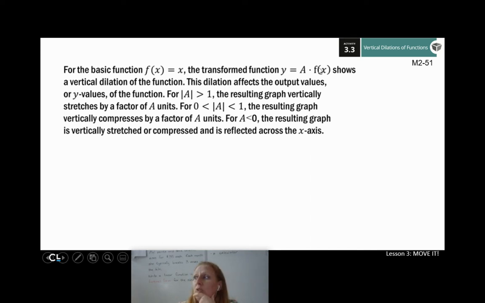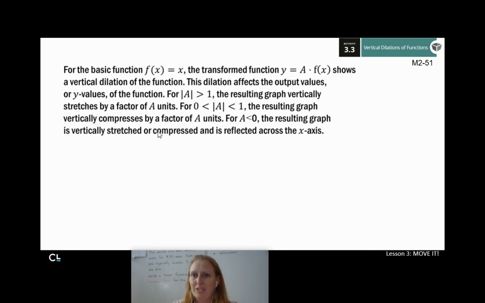So if the absolute value of your a is greater than 1, then your graph is vertically stretched. If the absolute value of your a value is between 0 and 1, then our graph vertically compresses. Think of it as shrinking, but we'll use the word compress because that's a better answer. If your a value is negative, then it gets reflected across the y-axis. Or not y-axis, x-axis.